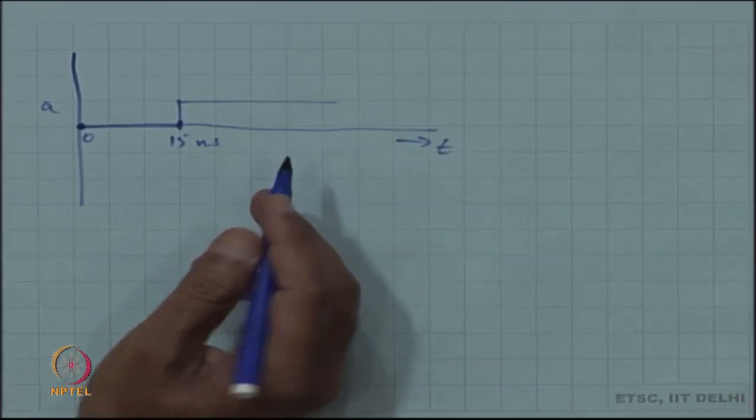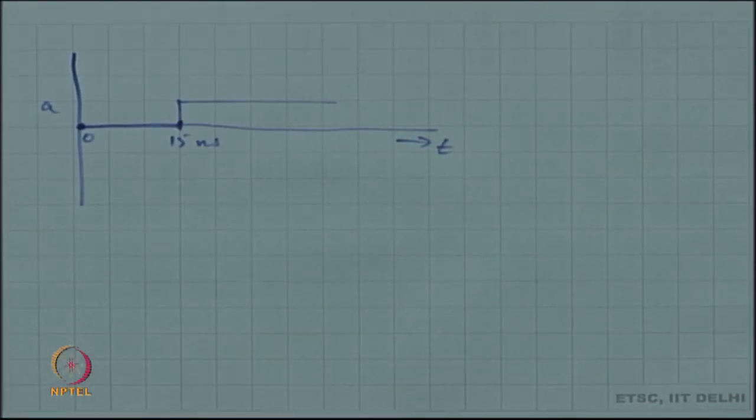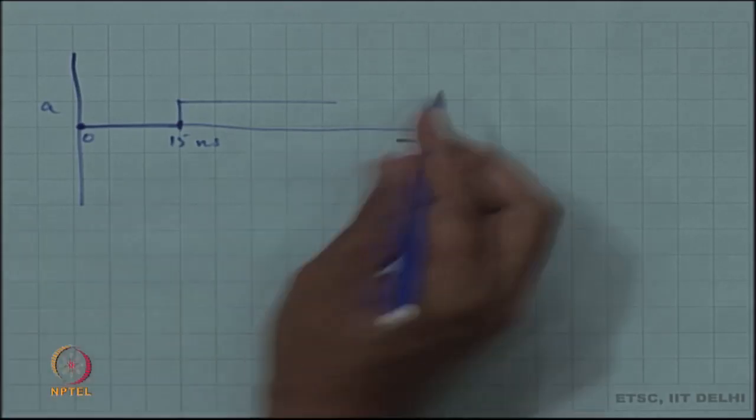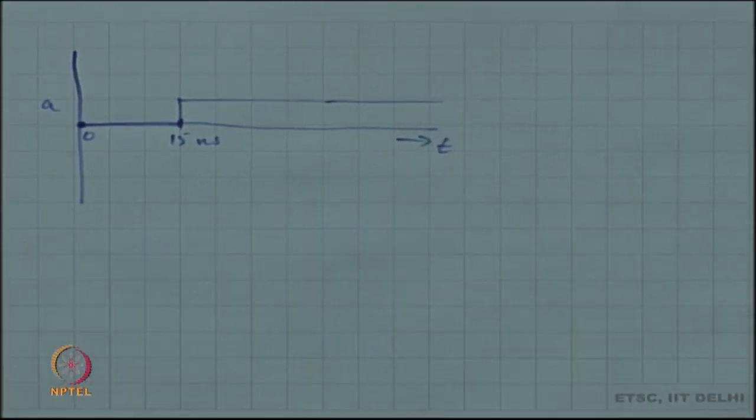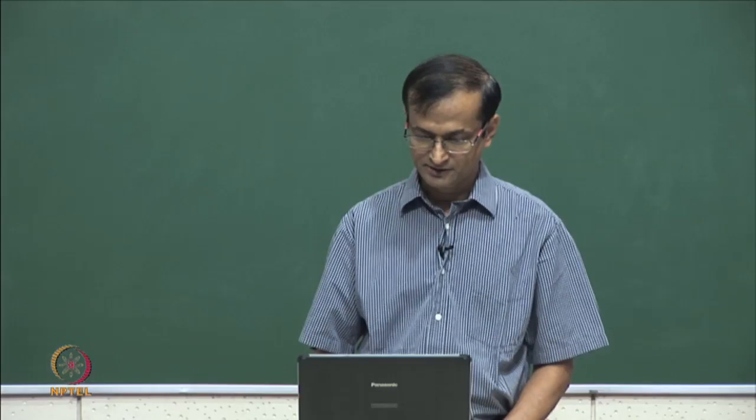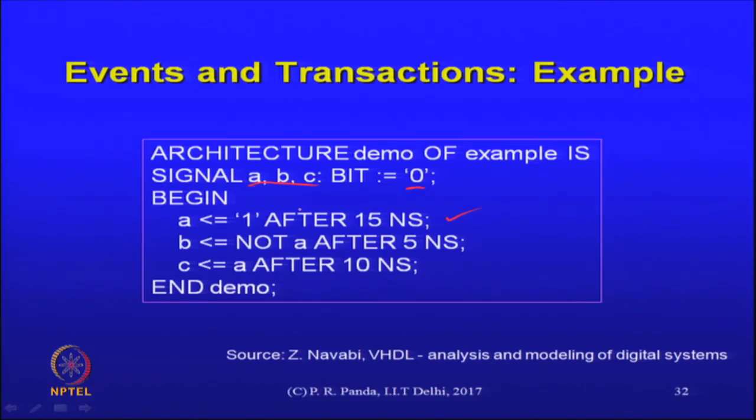Later on, what happens? It stays that way, there is nothing else that happens. So, for the rest of the simulation time, that is the waveform for A. B takes the value of not A after 5 nanoseconds. That also should be obvious, one can infer it from the waveform for A itself, and then I have C, which takes the value of A after 10 nanoseconds. That is all that is there in the design.